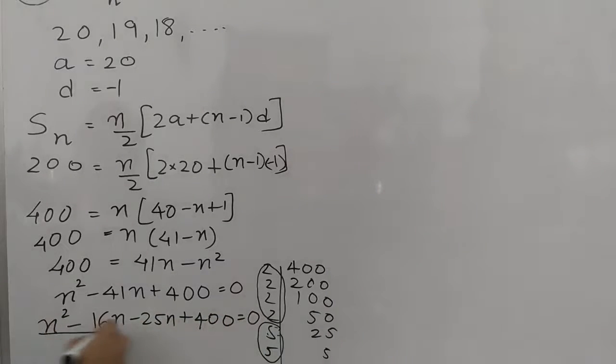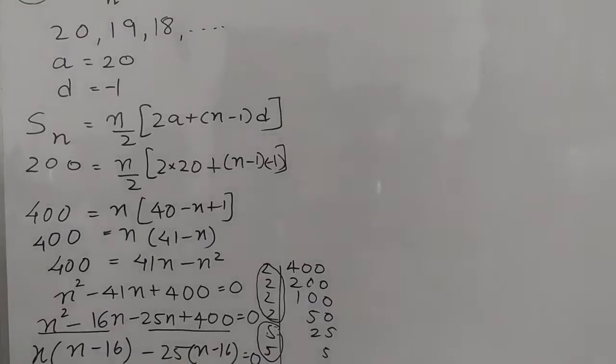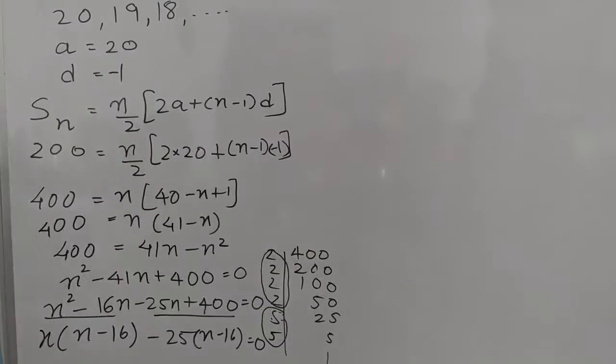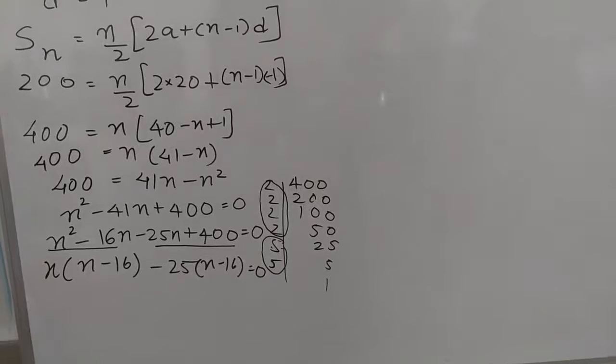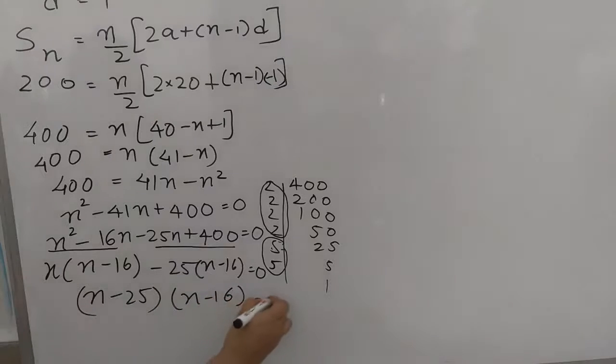Now from the first two terms and from the other two terms we take common. So here n minus 16 minus 25 times n minus 16 is equal to 0. So here we will get our n value, that is n minus 25 and n minus 16, two brackets is equal to 0. Therefore n is equal to 25 or 16.